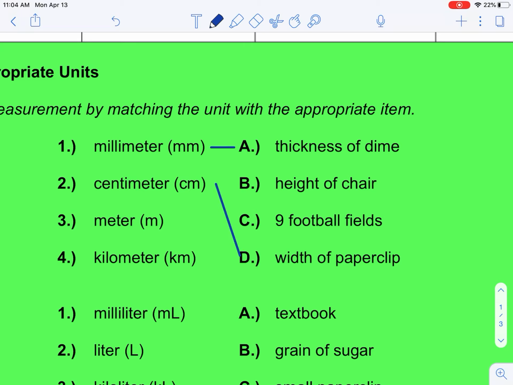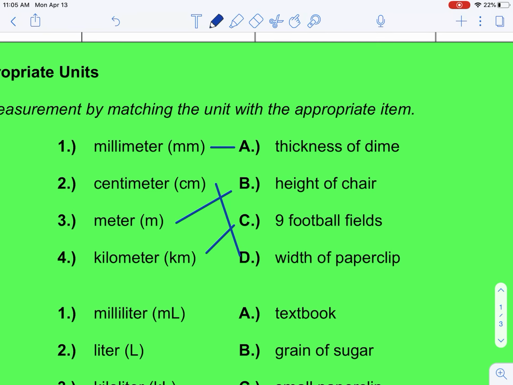Okay? Now a meter is pretty close to a yard, and that's going to be the height of a chair. A meter is actually a little bigger than a yard. And then a kilometer, that's pretty close to a mile, but it's actually less than a mile. So instead of 15 football fields, that's actually going to be 9.